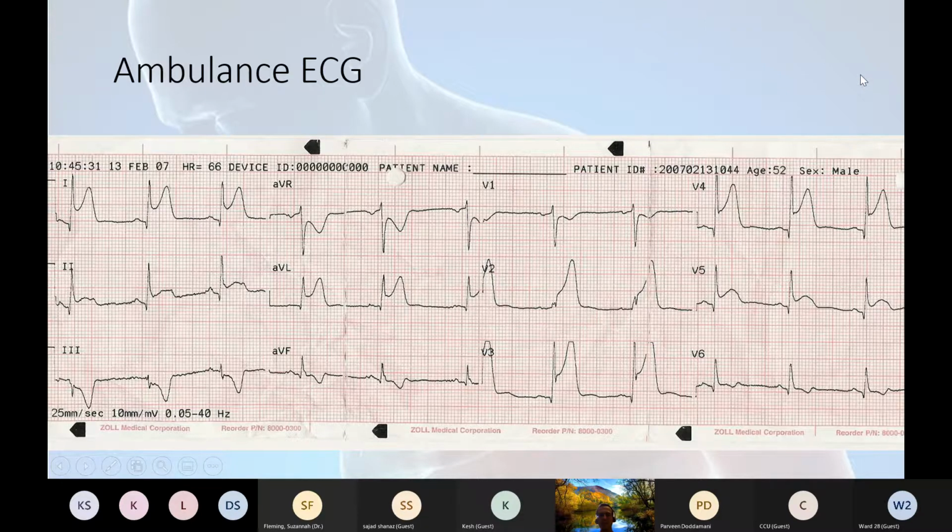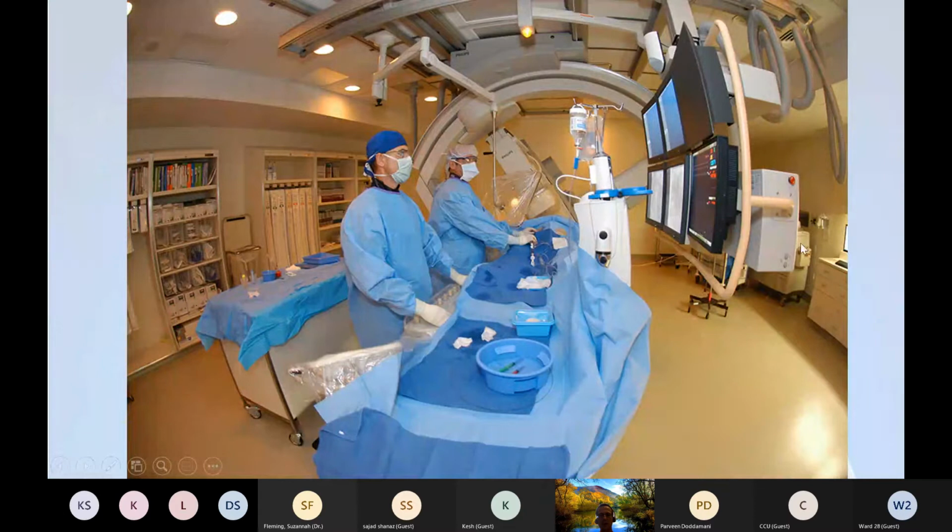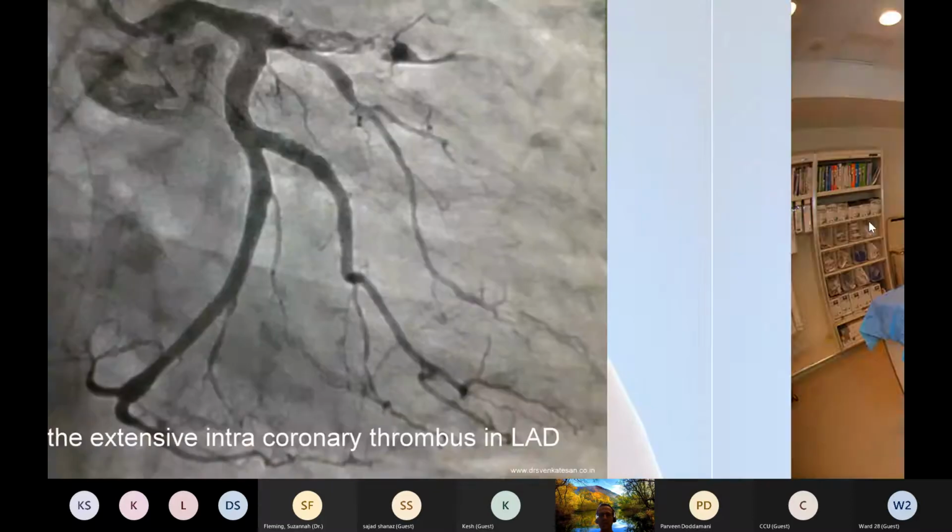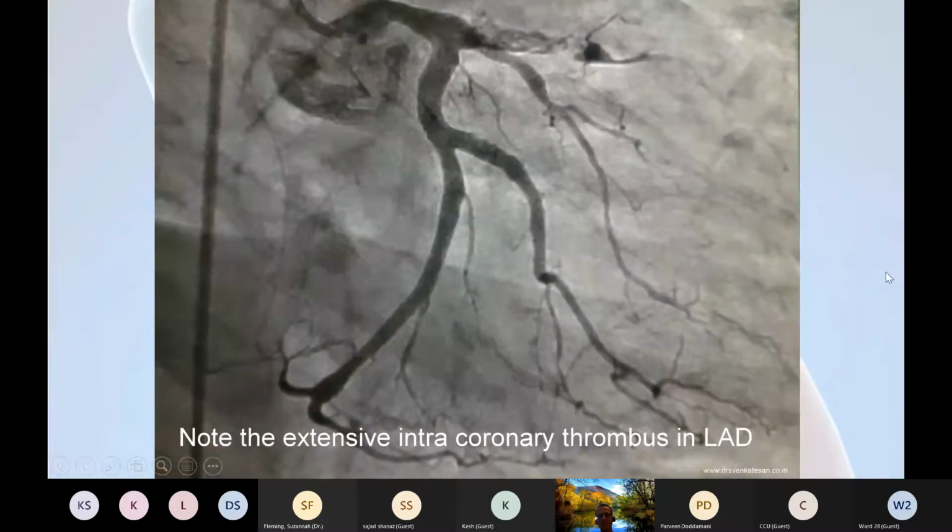So this patient will be rushed to our cath lab, which this isn't a picture of our labs. This is one I found off the internet, but it looks very much like this sort of a thing. And we will unblock the artery. And you might see something like this when you take the pictures.